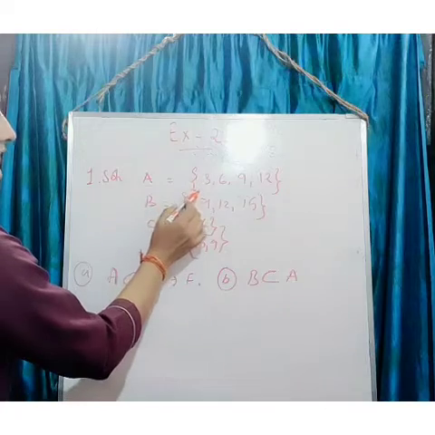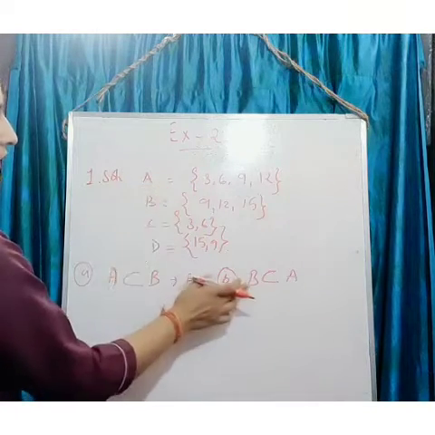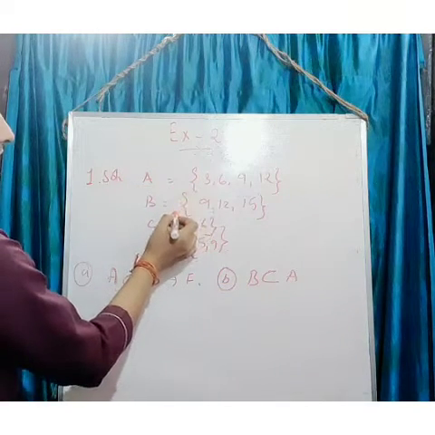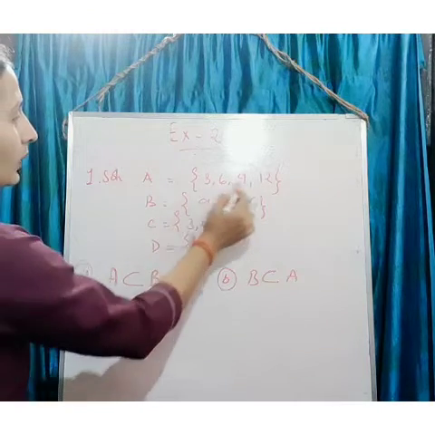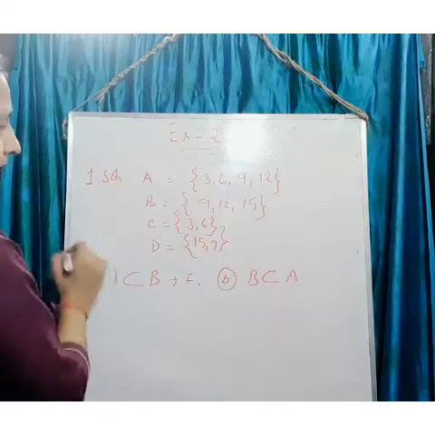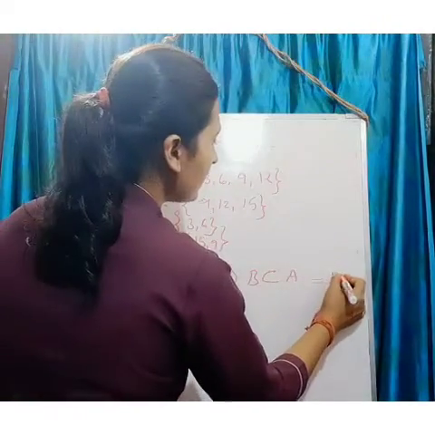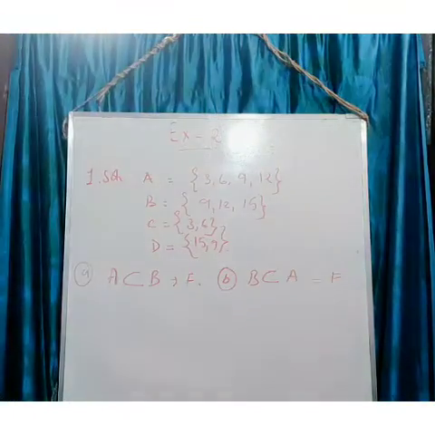Now, B is a subset of A. The same reason goes for this also. This is set A, this is set B. If you compare the elements, B doesn't have all the elements that are present in A. Therefore, this is also false. So this is not correct.